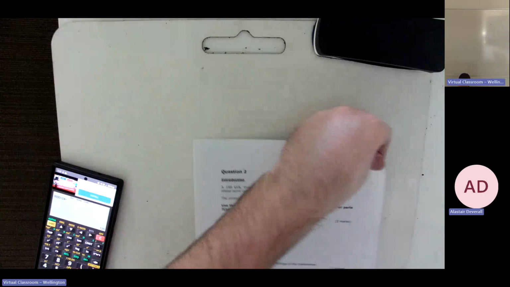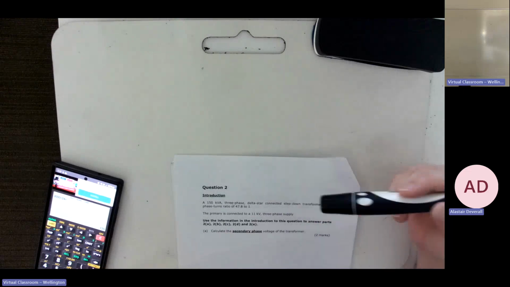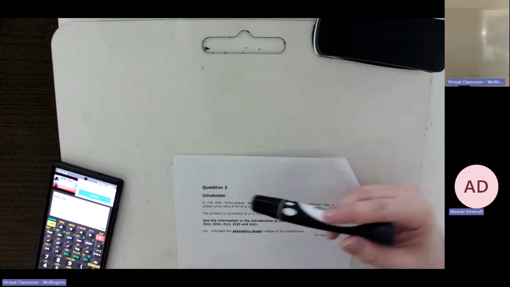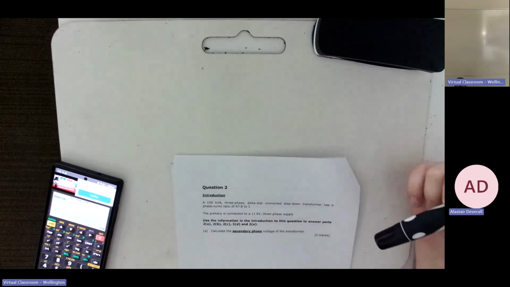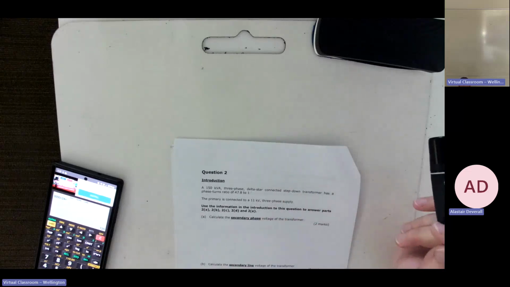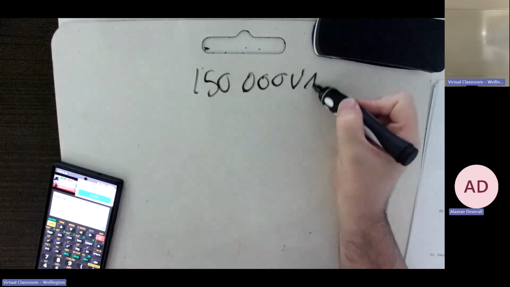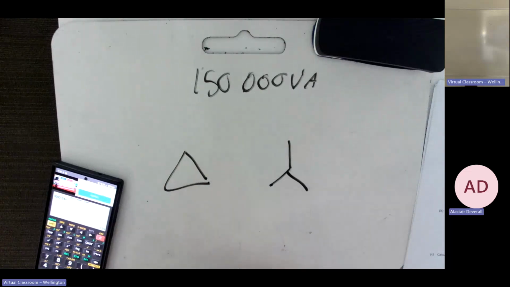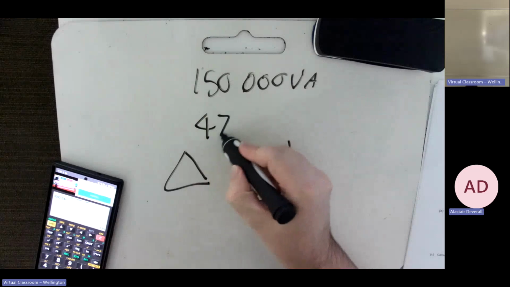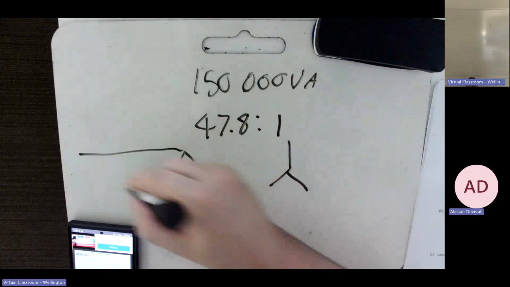For question 2, we have a 150 kVA 3-phase delta star connected step-down transformer, and it has a phase turns ratio of 47.8 to 1, and the primary is connected to 11 kV. Now, I'm not even going to read the questions on this. I'm going to start by drawing out my pictures. So it's 150,000 VA, because it was 150 kVA. It is delta star. It has a ratio of 47.8 to 1. It has a connection of 11,000 volts.